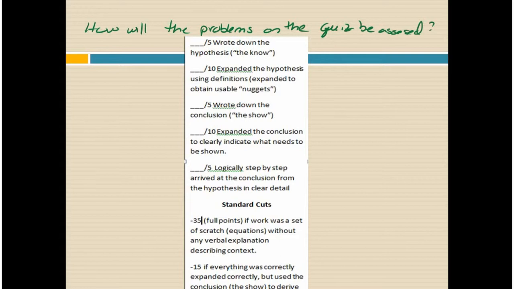Notice that under standard cuts we have full points off if you just have equations without any explanation of where the equations came from. So it's really important to line up that here's my hypothesis, here's what it means, here's what I'm trying to show, and here's what that means, and then deriving the logical steps to get there.